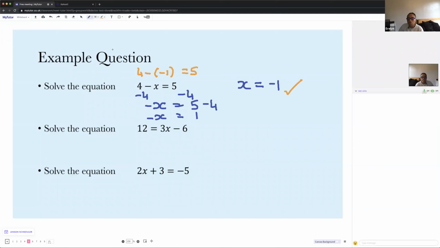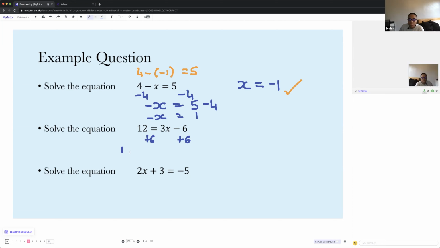Right, the next one we're going to do together, and then the last one I'll let you guys do. So the next one, again, we want to get x by itself. So the best thing to do is get rid of this minus 6 first. So we're going to do the opposite. We're going to add 6 on both sides.